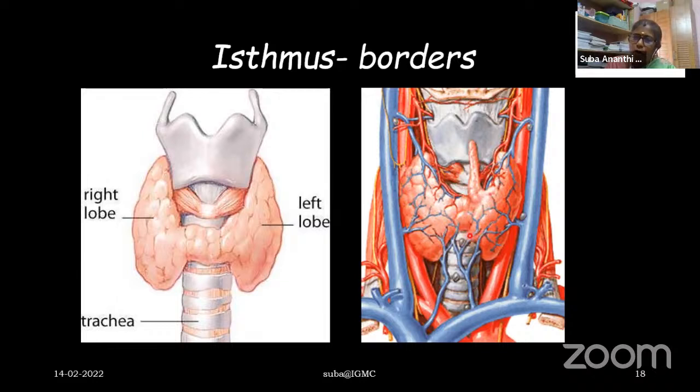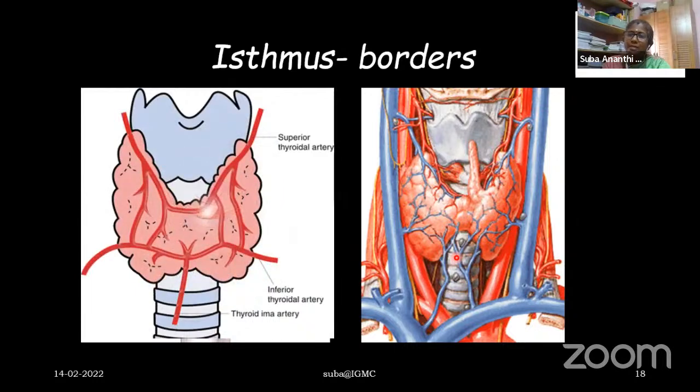Coming to the inferior border, we have the inferior thyroid veins emerging out. So the inferior border is related to the inferior thyroid vein. The inferior border is also related to an artery called the thyroidea ima artery. The thyroidea ima artery is an unpaired artery, a single artery. This artery is present only in 3% of individuals. If it is present, it will be related to the inferior border of the isthmus.